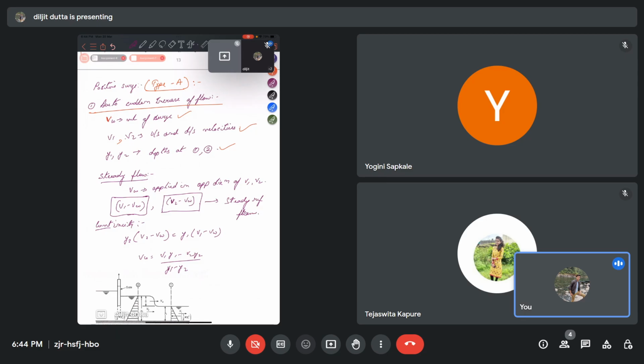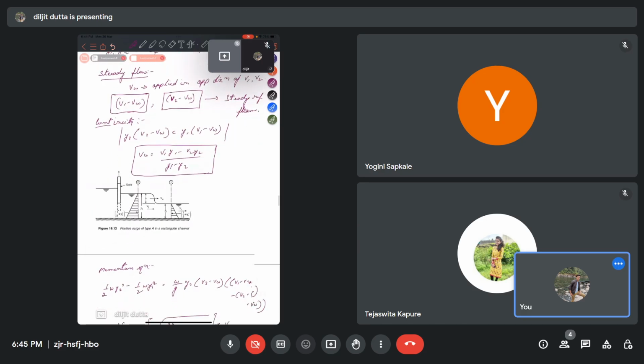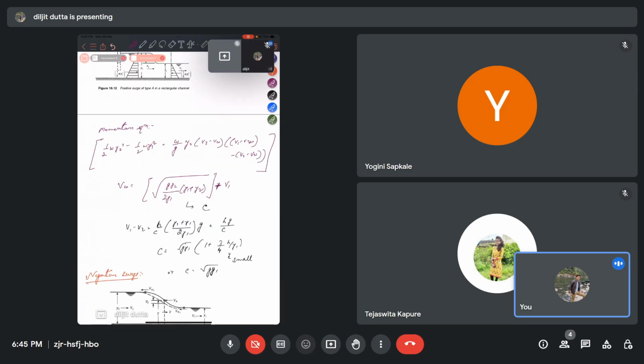So after getting that, we can use the continuity equation. The continuity equation says A1 V1 equals A2 V2. In case we take the breadth of the channel as the same, we get Y2 into (V2 plus Vw) equal to Y1 into (V1 plus Vw). So Vw can be obtained as (V1 Y1 minus V2 Y2) by (Y1 minus Y2). And this is the momentum equation, and by solving the momentum equation we can get the velocity of the surge as this formula.